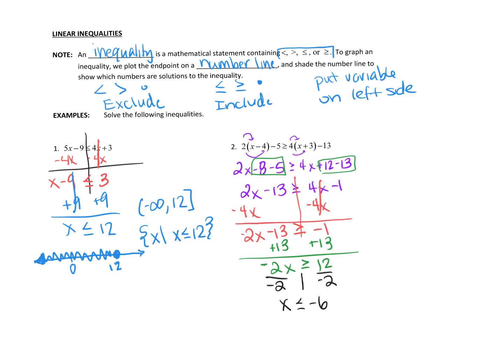And again, this sign flipped because we divided by this negative down here. So when I draw my number line, again, here's 0, here's -6. It's less than or equal, so that means I'm going to include it. I'm going to shade it to the left like this. My solution looks like this: negative infinity to -6, including -6, or x such that x is less than or equal to -6.